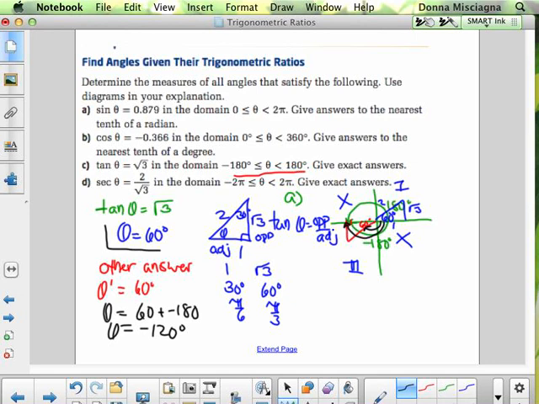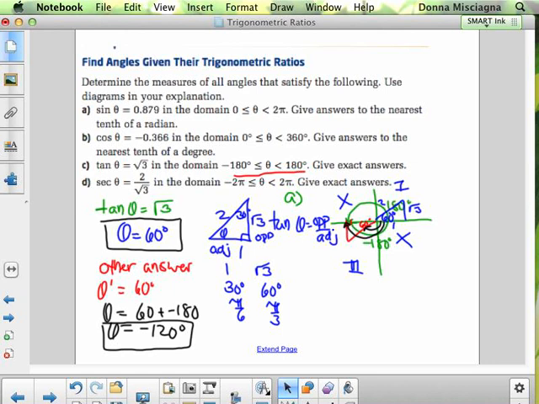So if you have exact values, a half, a square root of 3, 2 square roots of 3 in the bottom, we can use our special right triangles to figure out our values. And we're still doing the same thing in terms of our reference angle. So on this one, if they hadn't said negative 180 to 180, our other answer would have been 180 plus 60, which is 240. But since they said you can't go past 180, we have to go the other direction. So negative 120 it is.